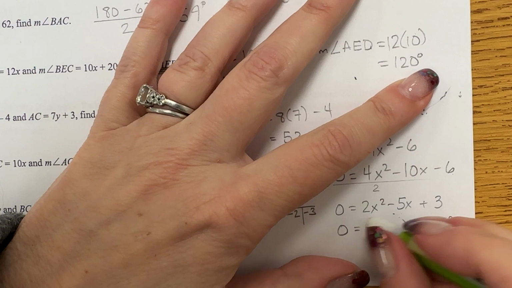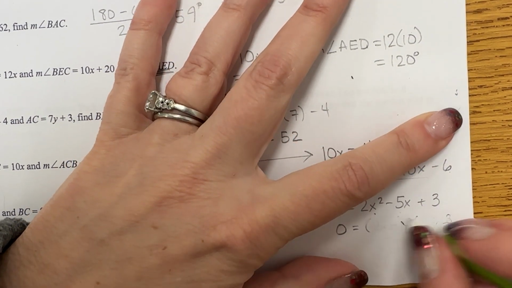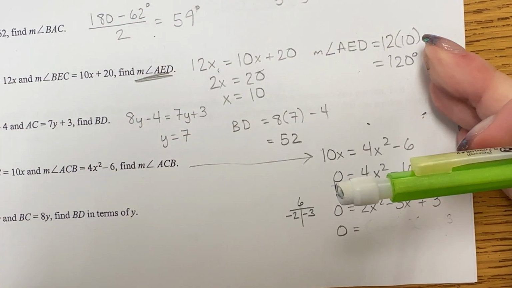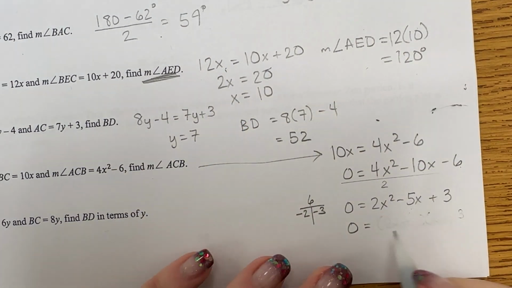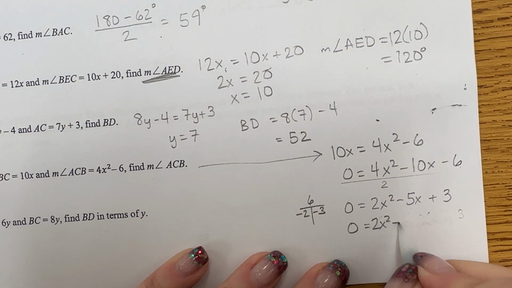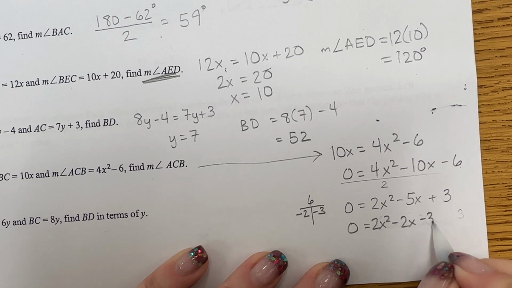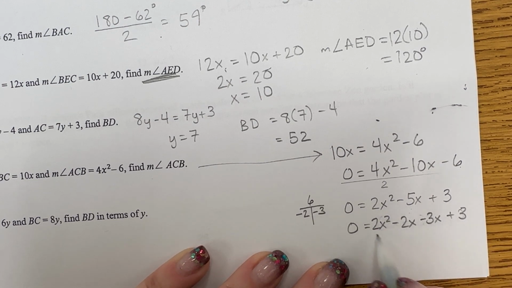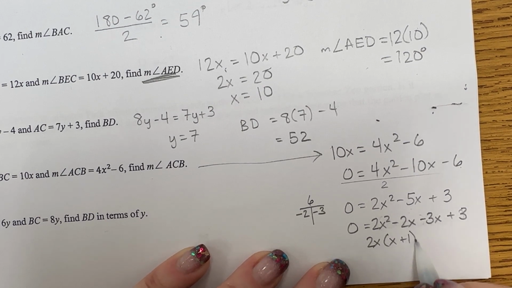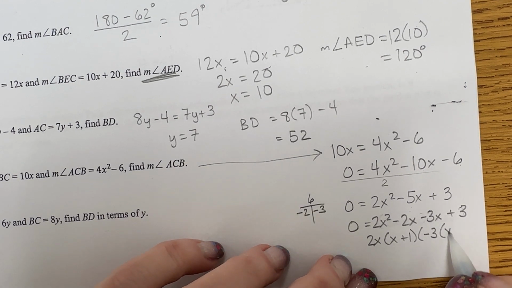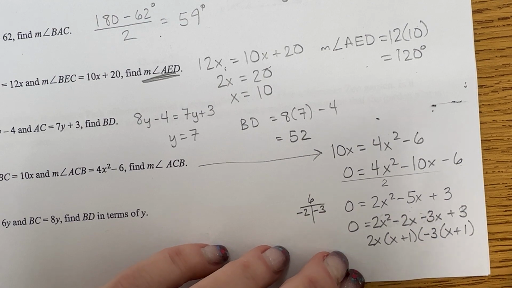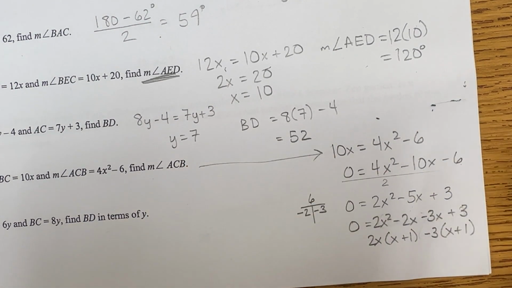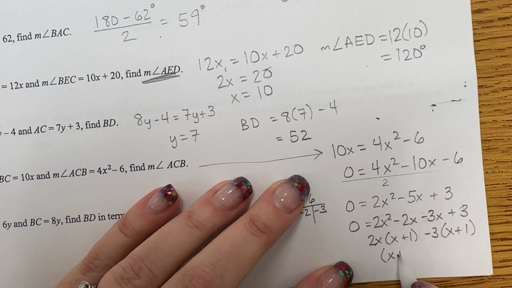Oh, I think I'm going to have to do a little more work. Let me fix it up real nicely here. I'm now realizing that I have to show you how I'm getting my answer. So that's 2x squared minus 2x minus 3x plus 3. Okay, so the first pair, I can factor out a 2x, leaving me with x plus 1. The second pair, I can factor out a -3, leaving me with x plus 1. So that is x plus 1 and 2x minus 3.